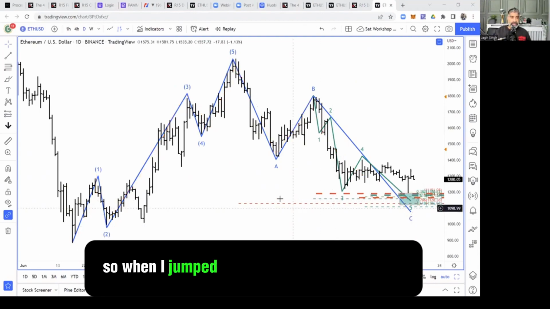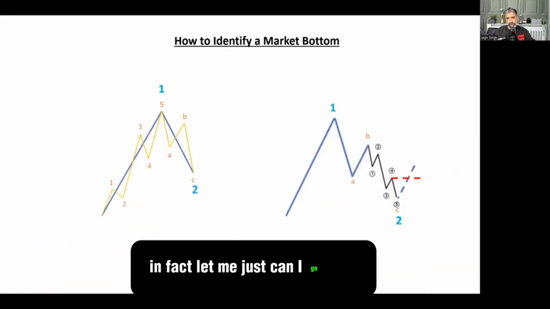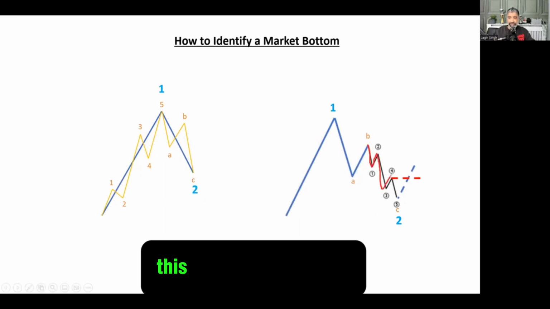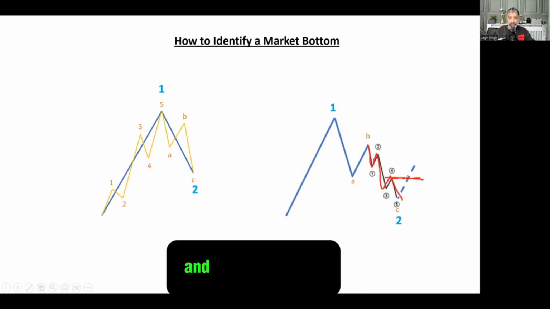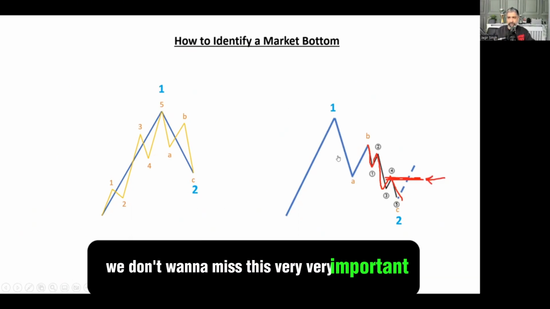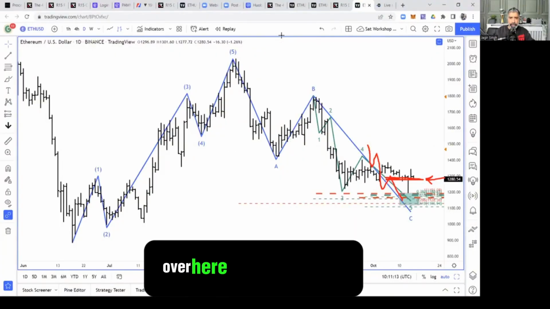So when I jumped into the chart itself, in fact, let me just, can I go back? Yeah. When I jumped into the chart, I'm going to jump back and forth on this because I really want to get this across. We're going to look into this part of the market, this 5-wave structure here, and this wave 4 high. This is very significant indeed. And we don't want to miss this. Very, very important. So let me just go back over here.